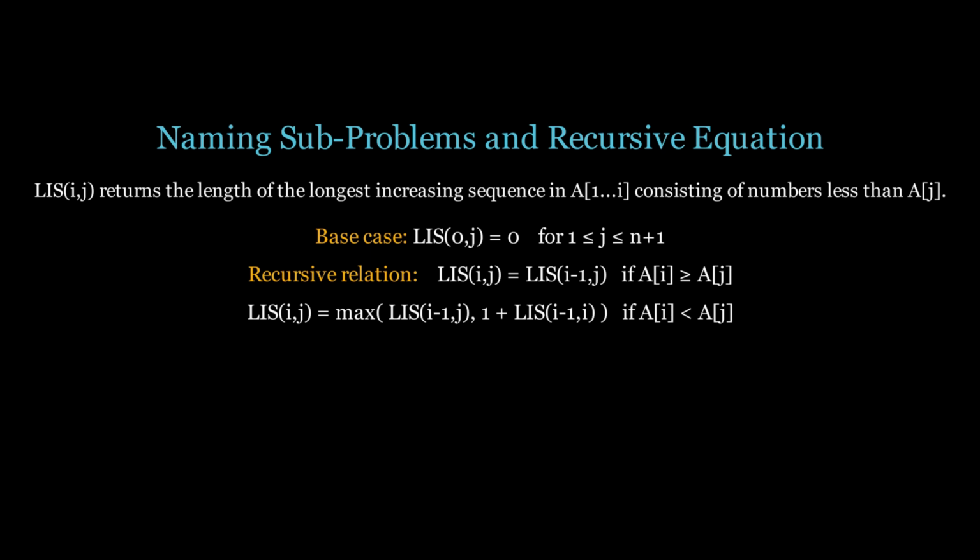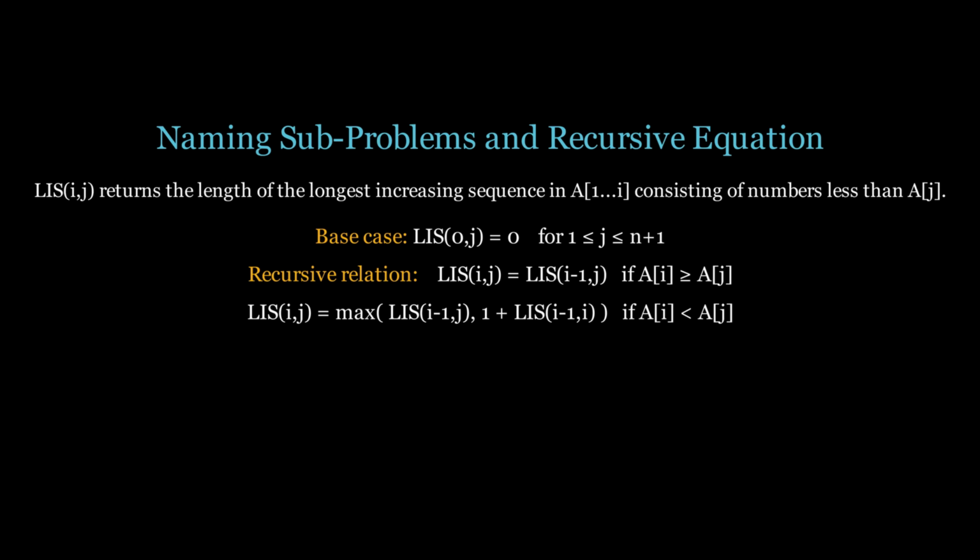If A of i is less than A of j, then we can choose to include or not include A of i. If we choose to include A of i, then the length of the longest increasing subsequence would increase by 1. So we add 1 and change x to i, and then move on to the next index by passing in i minus 1. If we choose not to include A of i, then j remains unchanged, and we move on to the next index by passing in LIS of i minus 1, j.